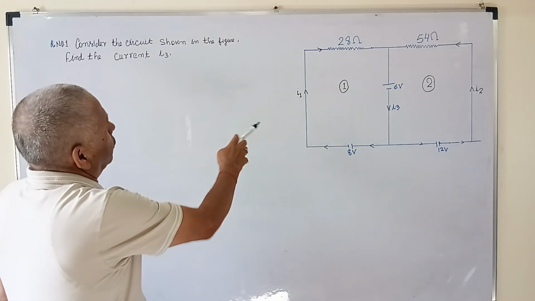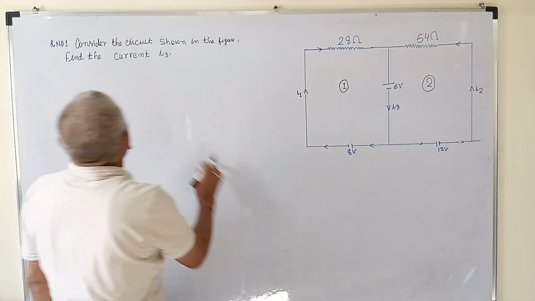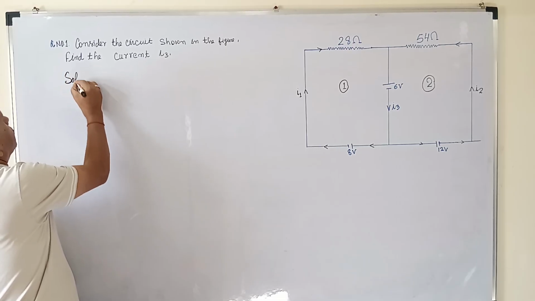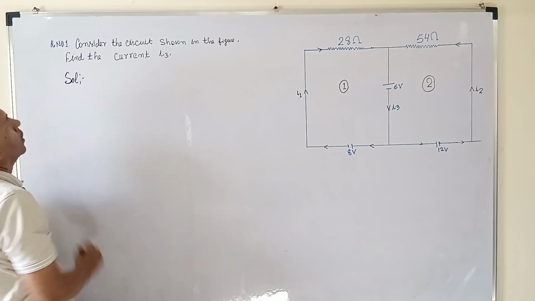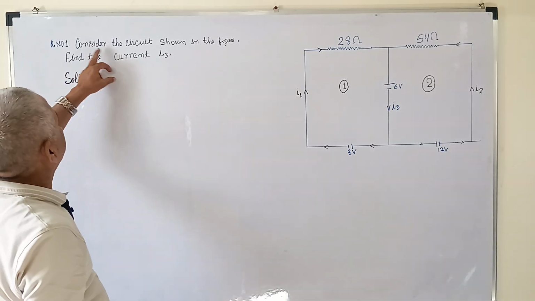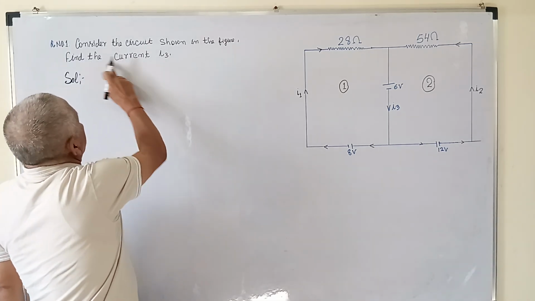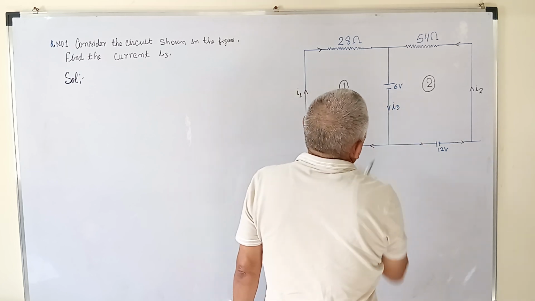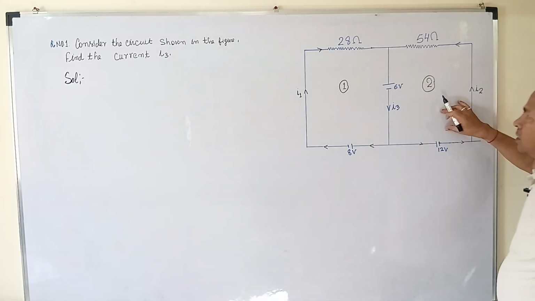So now let me start this. Solution. Now we have been given, consider the circuit shown in the figure. Find the current I3. This is the circuit which has been given to us to solve this.